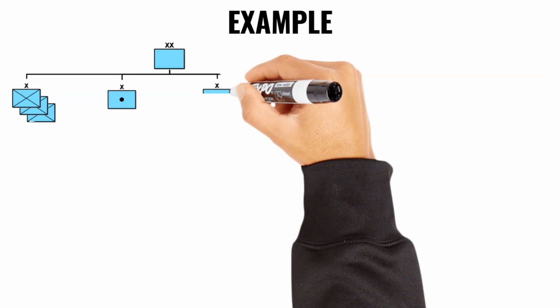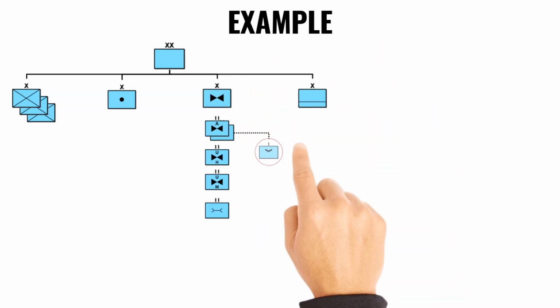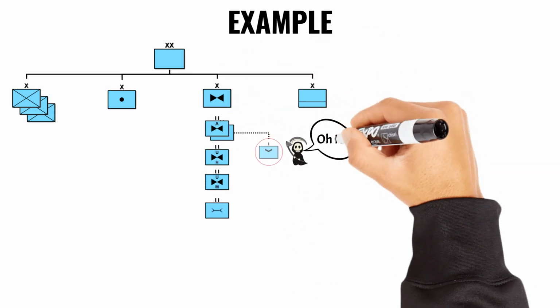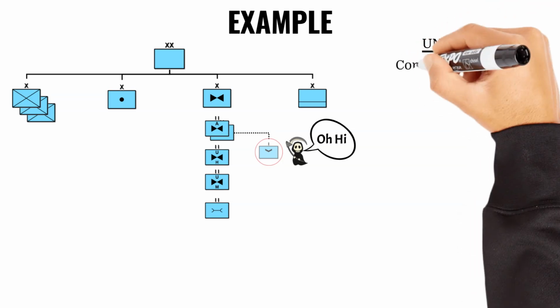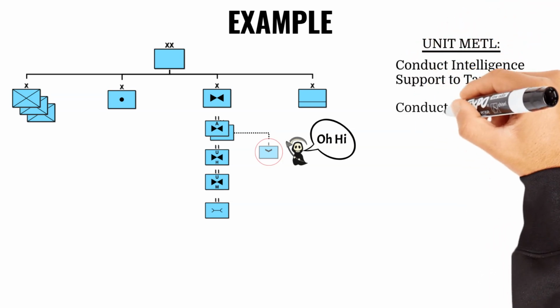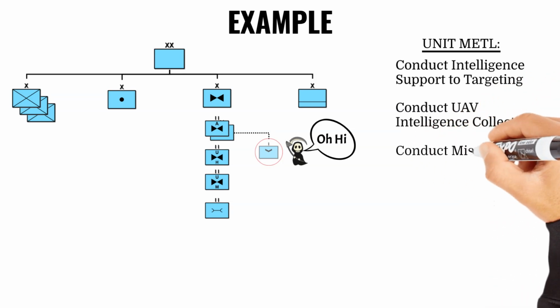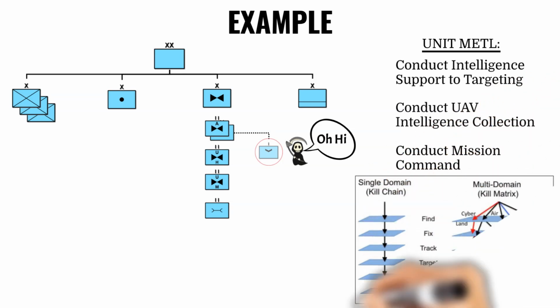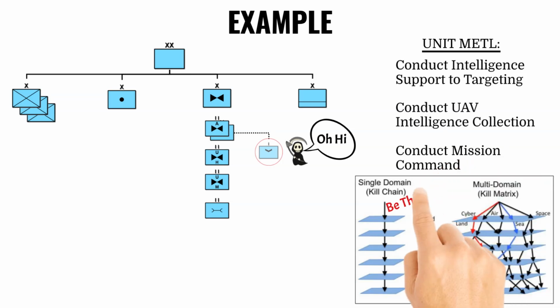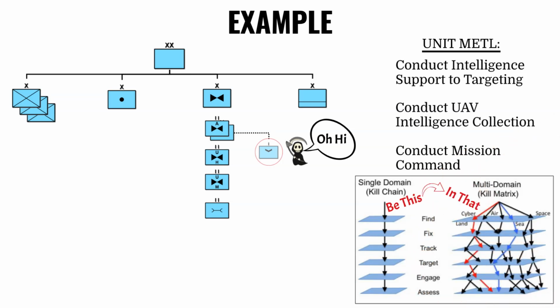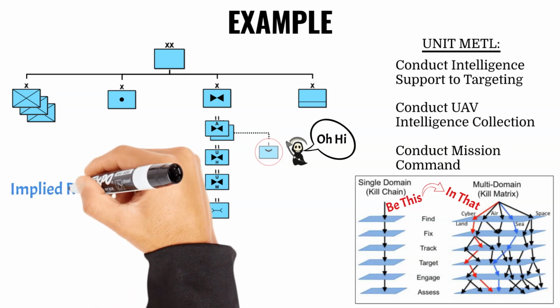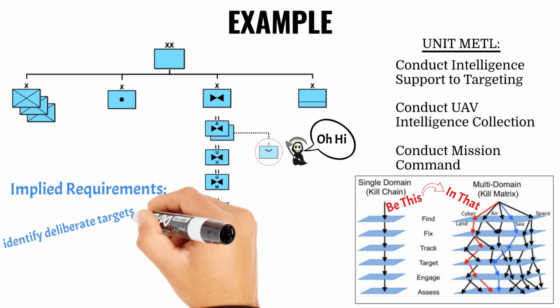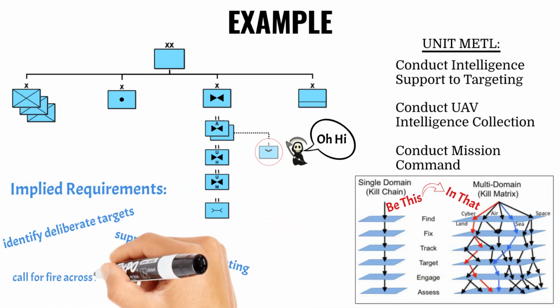Example, let's pretend we are a UAV company, the mythical Grim Reaper company. The unit METL might be comprised of the following: conduct intelligence support to targeting, conduct UAV intelligence collection, conduct mission command. These inform the unit of their requirement to be a kill chain in the greater kill web of a joint all-domain force. Grim Reaper Company has 365 days before their National Training Center rotation and needs a 90% operational readiness rate with the ability to identify deliberate targets, support dynamic targeting, and call for fire across joint all-domain mission command information systems.